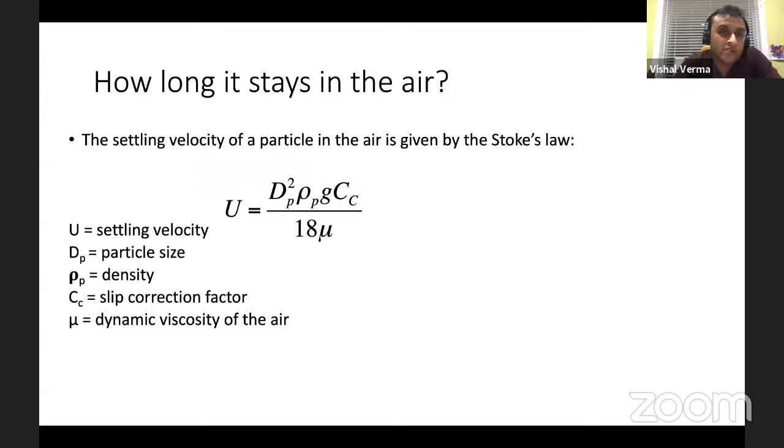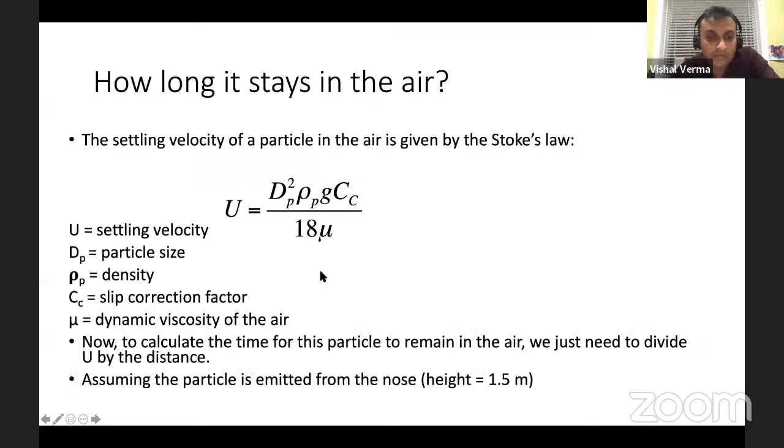Okay, so let's take the first question: how long will it stay in the air? People who have been working in the aerosol community are probably aware of the equation called Stokes law, which tells you the settling velocity of the particle in terms of the size of the particle, the density of the particle, the slip correction factor, and the dynamic viscosity. If we know all these parameters, then we can easily calculate the settling velocity of the particle. Then, to determine how long it will stay in the air, we need the distance. We divide this distance by the velocity, and we can get the time.